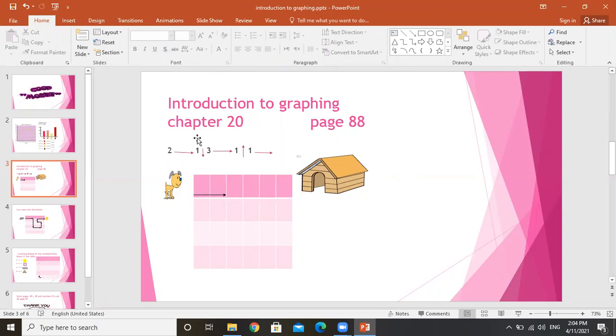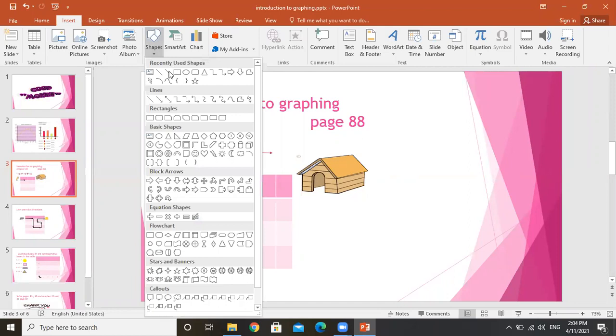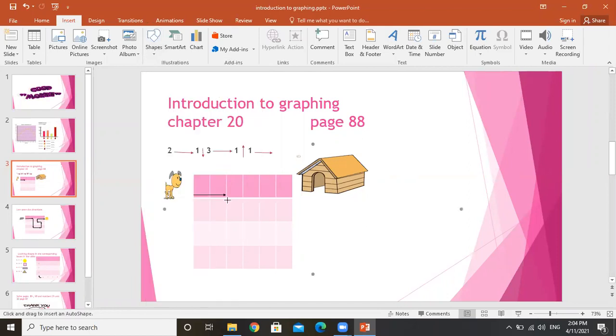Now, 1 square down. Can you see the arrow? The direction of the arrow is down. So we should move 1 square down. So let's move again 1 square down. Here we go. We will move 1 square, only one, down.